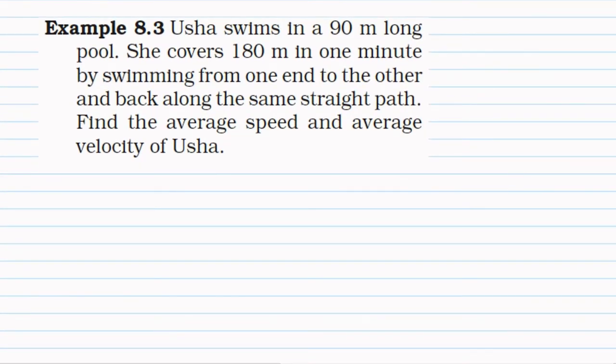Usha moves in a 90-meter long pool. She covers 180 meters in 1 minute by swimming from one end to the other and back along the same straight path. Find the average speed and average velocity of Usha. So here's where we'll use the concept of distance and displacement. It's important to be very thorough in that concept.